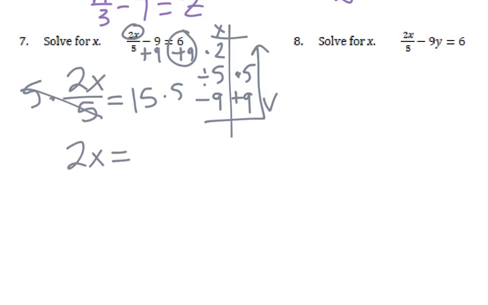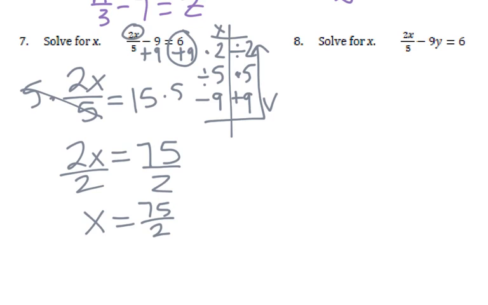15 times 5 would give us 75? Yeah. Okay, then we do the opposite of timesing by 2. We divide by 2. And we get x equals 75 over 2, which would be, what, 32.5 if you went with the decimal. Nope, not 2. 7. 37.5, huh? Yep. Just had to double check it.